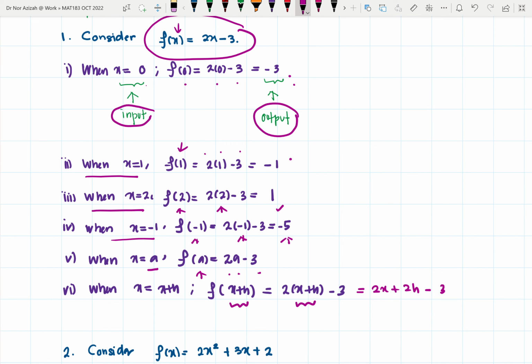Okay, so that is the first example. The next example we will look at in the next video. So I stop here first and we can continue in another video.